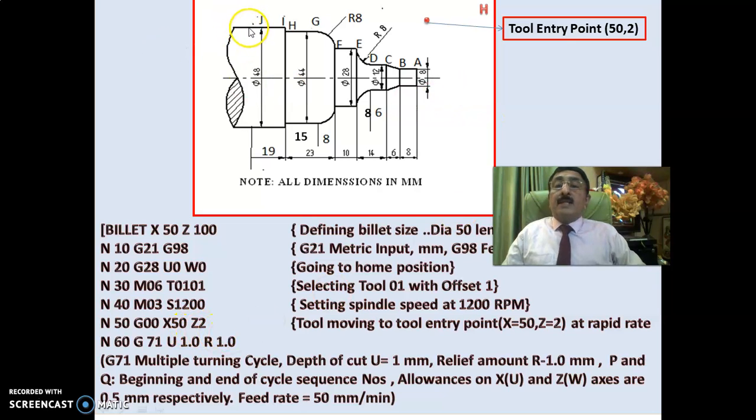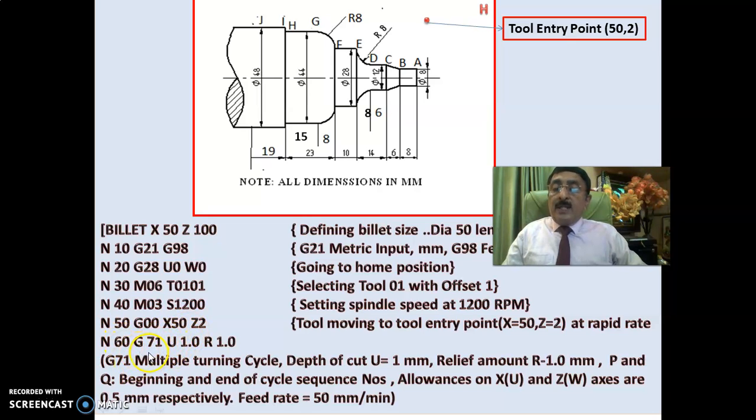X is 50, that is the billet size you have already taken, and Z2 means it is Z0 here and minus here. Z2 means it is not hitting the workpiece, it is 2 mm away from the workpiece. Okay, X50 Z2, and as you know N10, N20, N30 and all that block numbers are sequence numbers. You are writing it here. After some time you need not write, I'll tell you how exactly it can be managed.